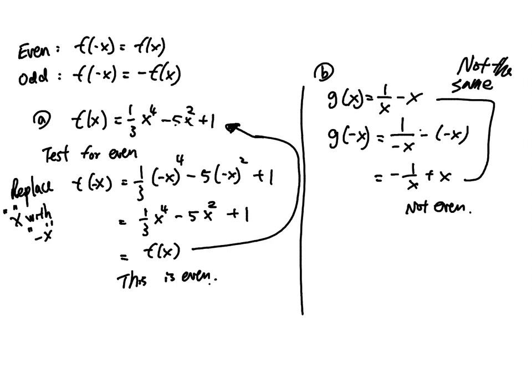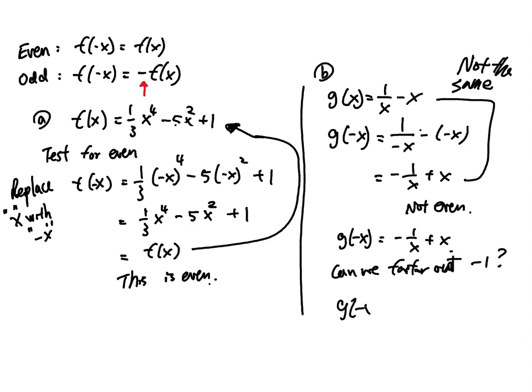Now let's check to see if it's odd. Notice the odd function has a negative in front of the function. So that implies we need to figure out, can we factor out negative 1? If we factor out negative 1, what I end up getting is negative, parentheses, 1 over x minus x.